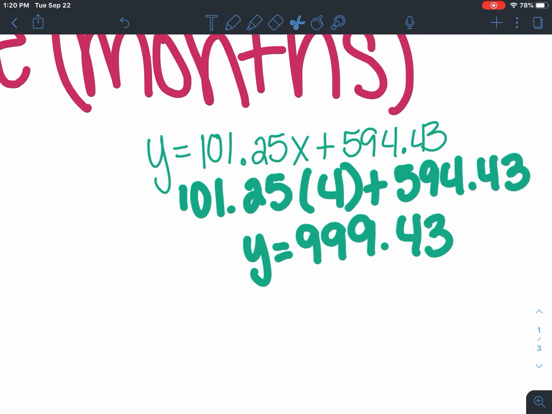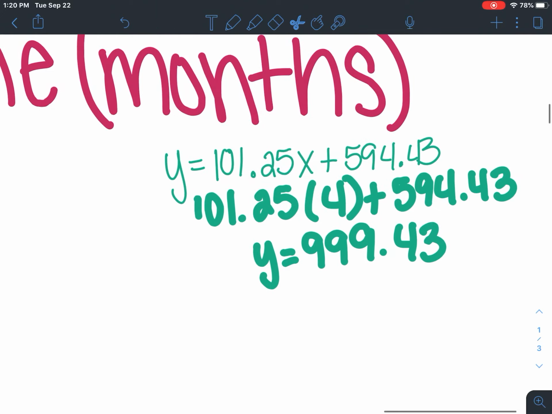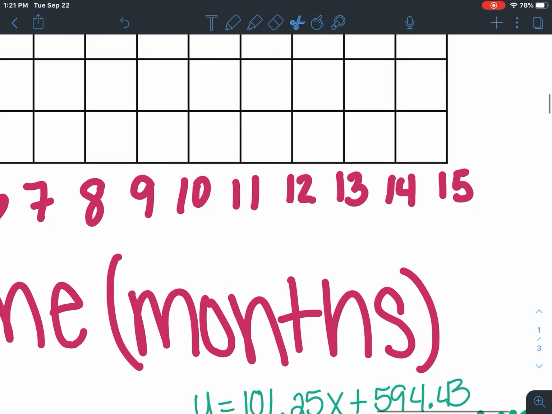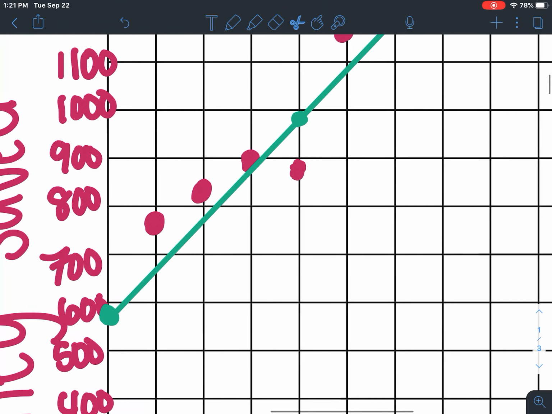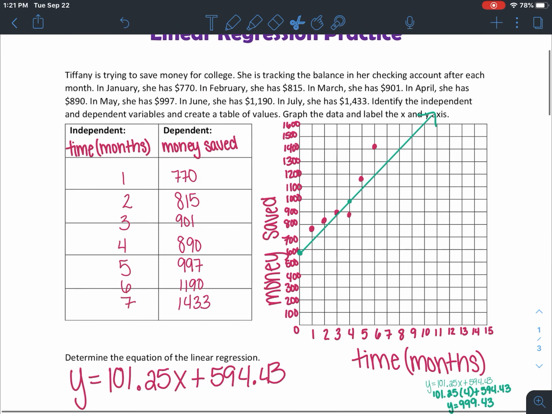Well, I took my line and then I just chose an X value. I chose 4. You could have chosen 5, 6, 7, 8, 9, 10, whatever you want, and plugged it in for X. And then solve, and I got 999.43. Okay, perfect. So then I went to my graph, and I graphed the coordinate (4, 999.43). Obviously, I just kind of rounded to 1,000, but I went to 4, and then I went up 999, graphed it a little bit below 1,000, and then I connected those 2 points.